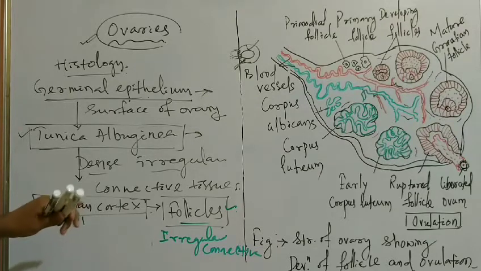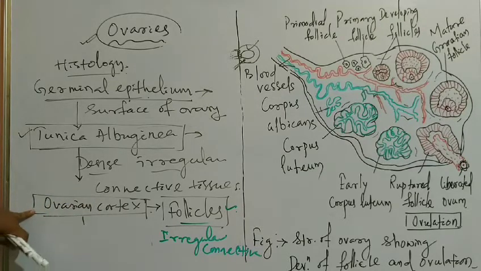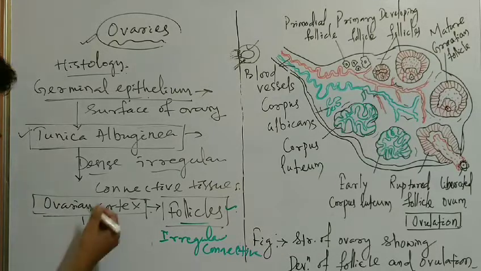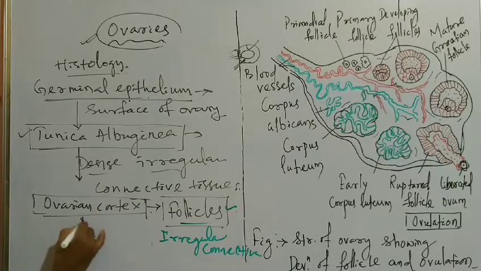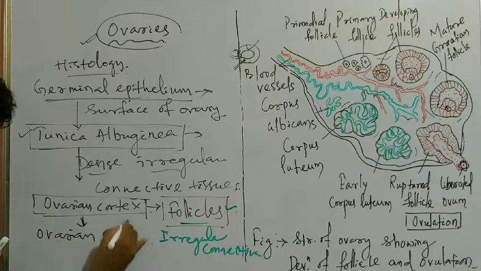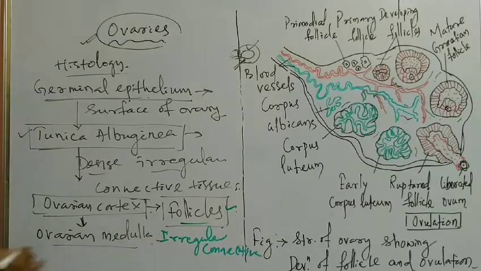After the ovarian cortex, if we go deeper, there is the ovarian medulla. So here, if we enter deeper, we will see the ovarian medulla. Okay, so these are the different layers of the ovary.